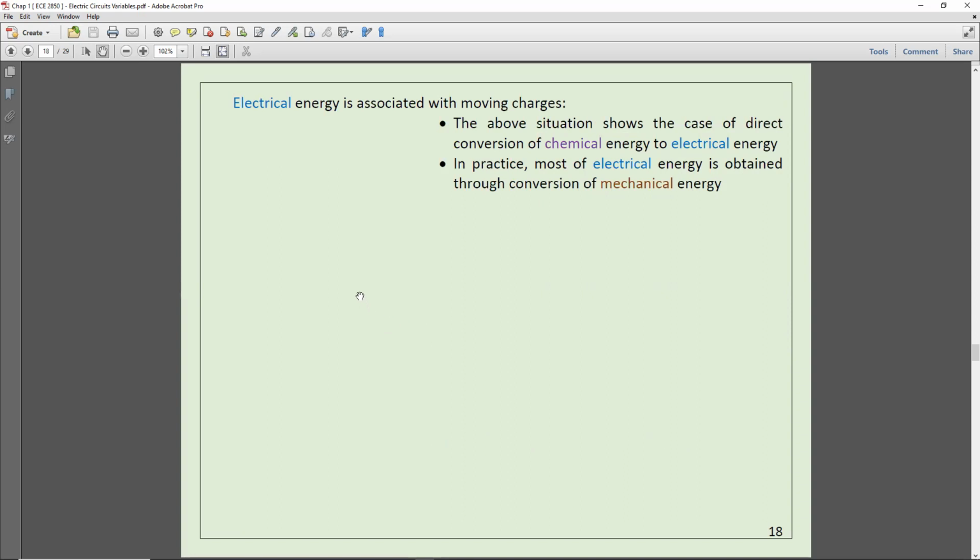What I want to tell you here is that, as I said before, we can generate electricity by using batteries. Now we have electrical vehicles. Electricity can be generated by chemical reaction, converting chemical energy to electrical energy. But also, in practice, most electrical energy is obtained through mechanical energy. This is a generator. If you have a generator, we can generate electricity by using mechanical energy.